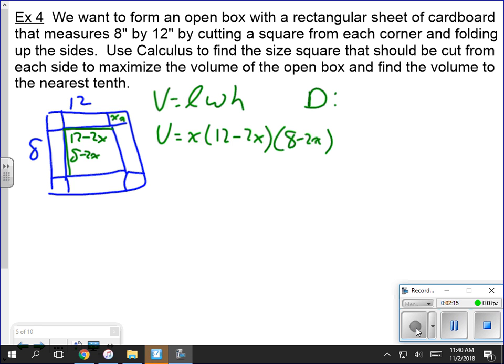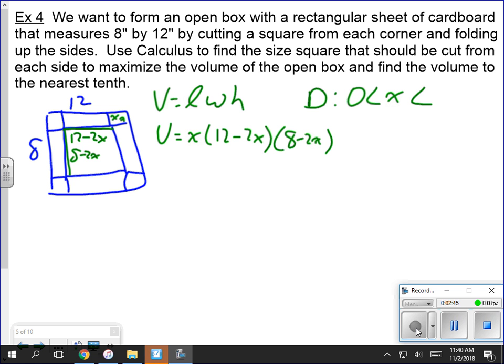Now, in order to help us when we find our solution later, what are my domain restrictions? What is the smallest I can cut? It has to be greater than or equal to 0. I can't cut less than 0. And if I cut 0, what's my volume? 0, because I'm not folding up. So my domain has to be at least 0. And then what's my maximum I can cut out?